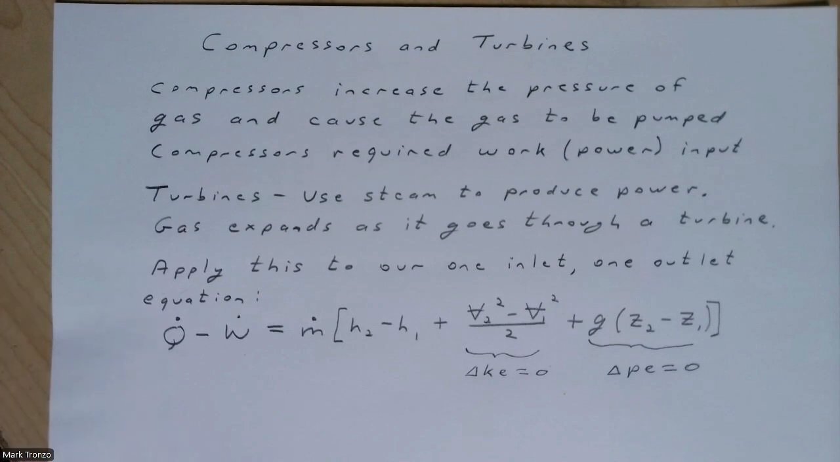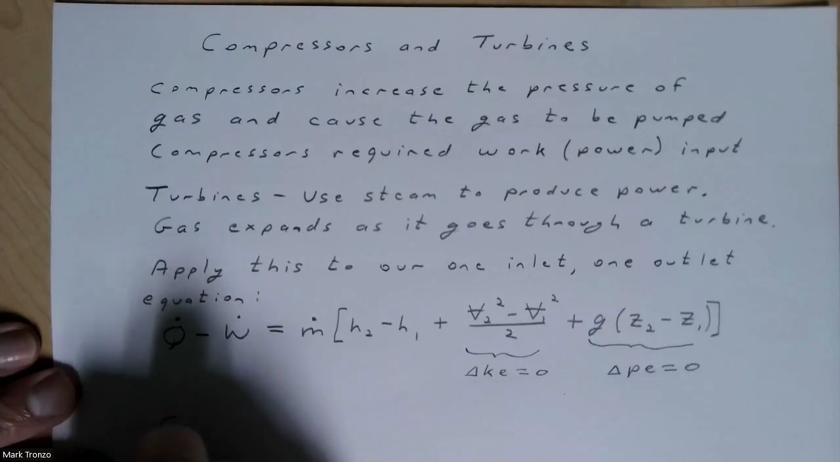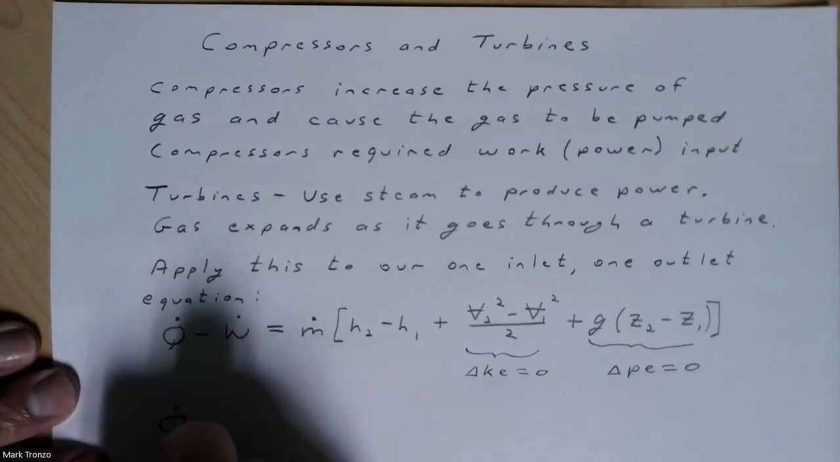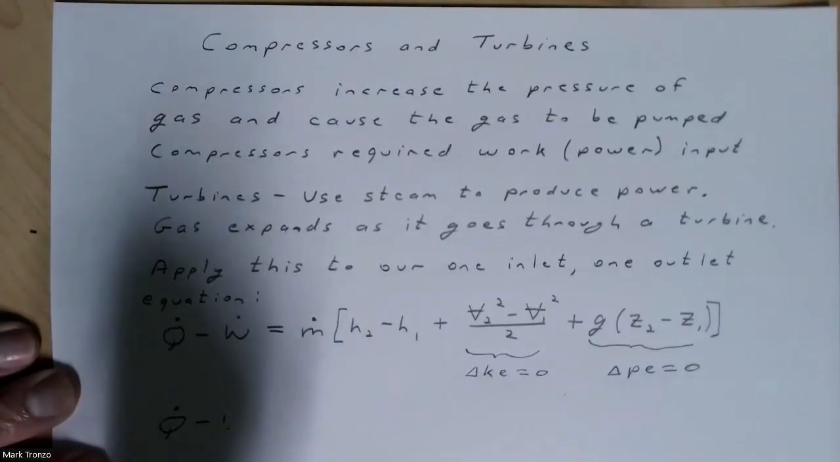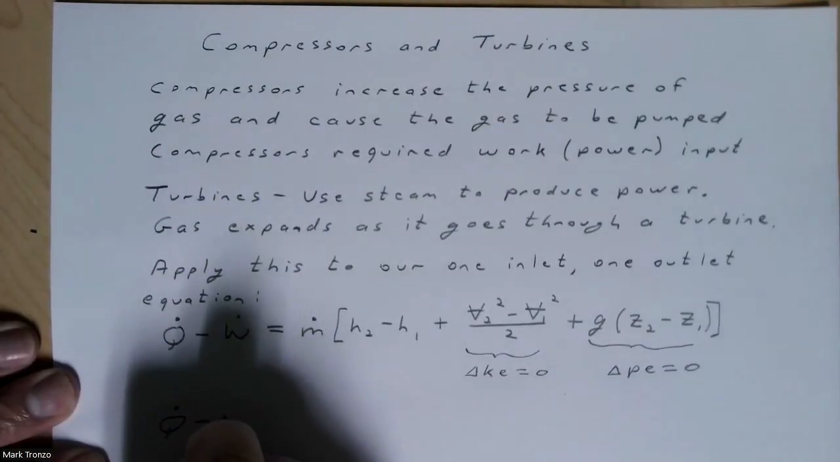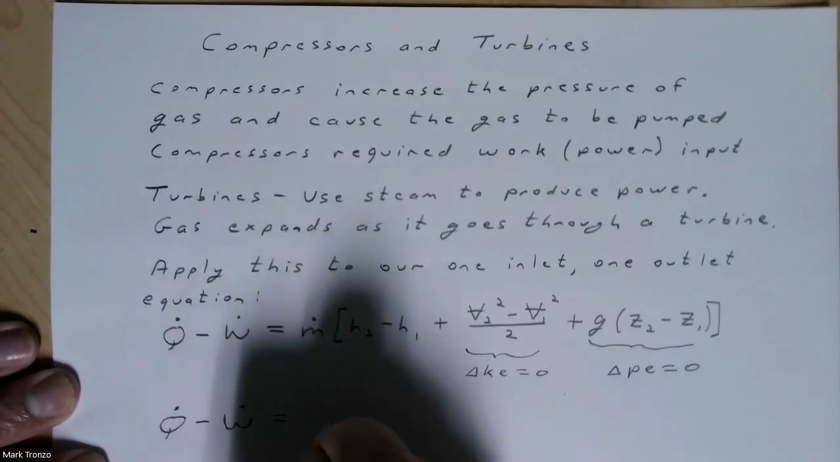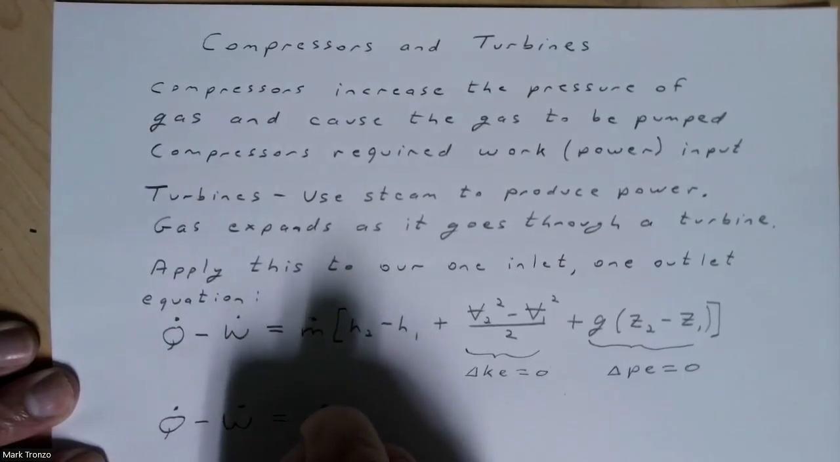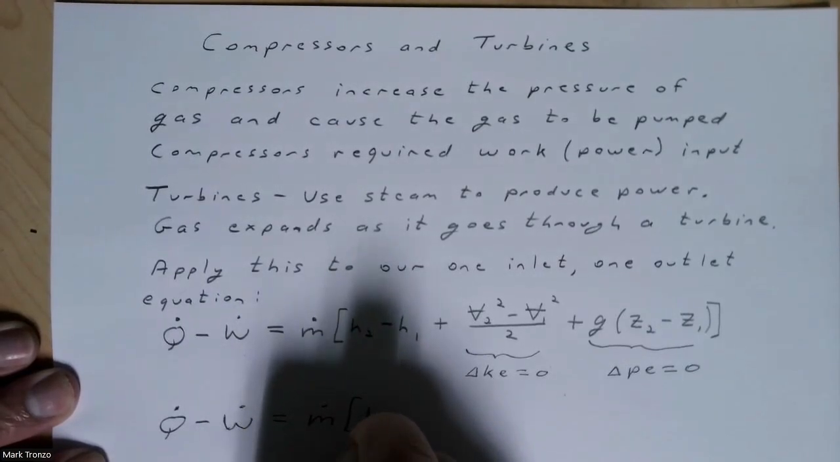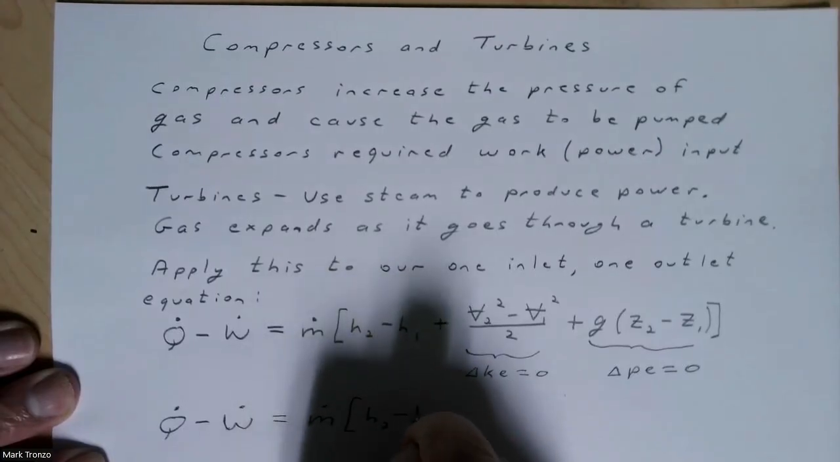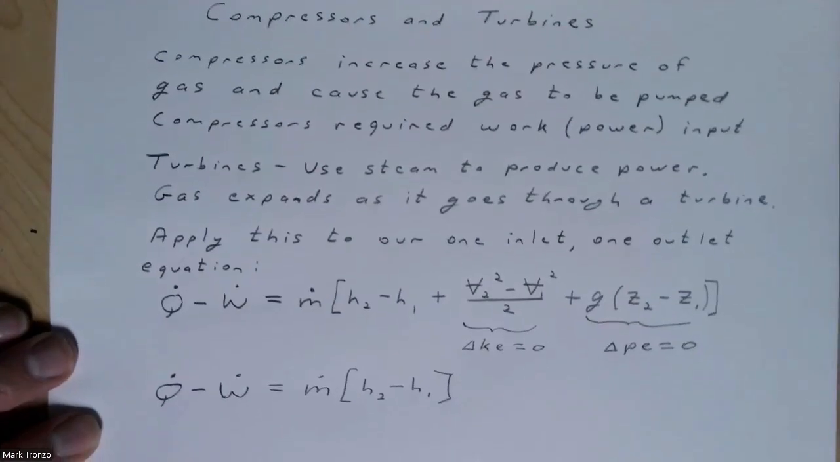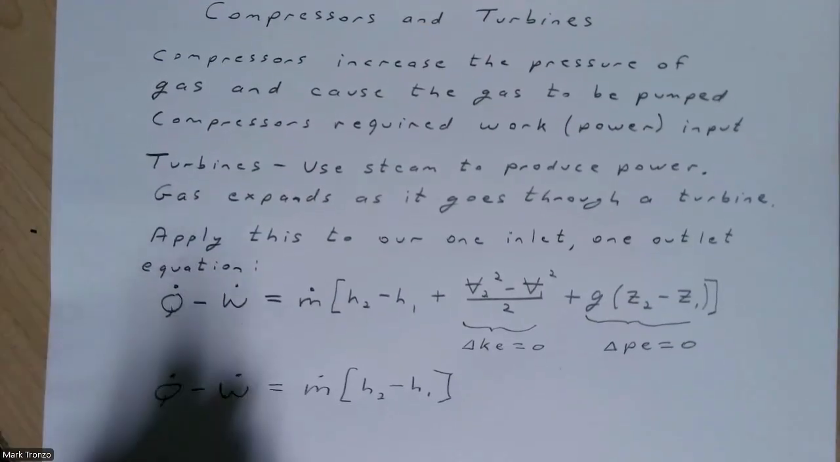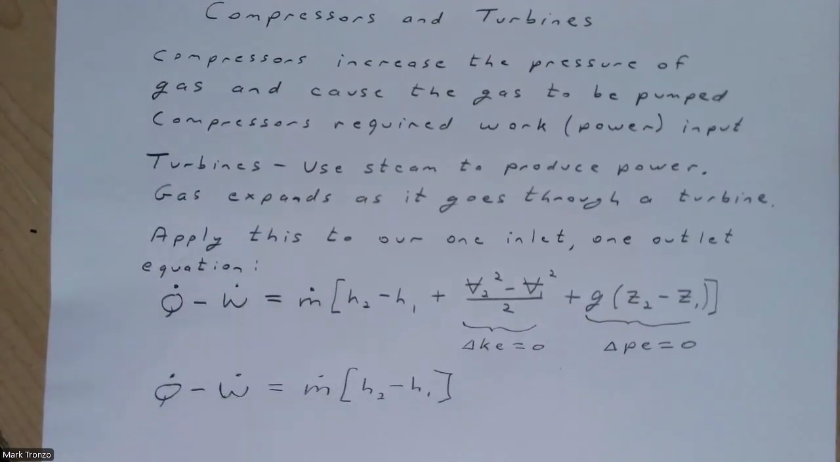So you can see that now what you're left with is rate of heat transfer minus the rate of work done is going to be equal to the mass flow rate times the enthalpy out minus the enthalpy in.